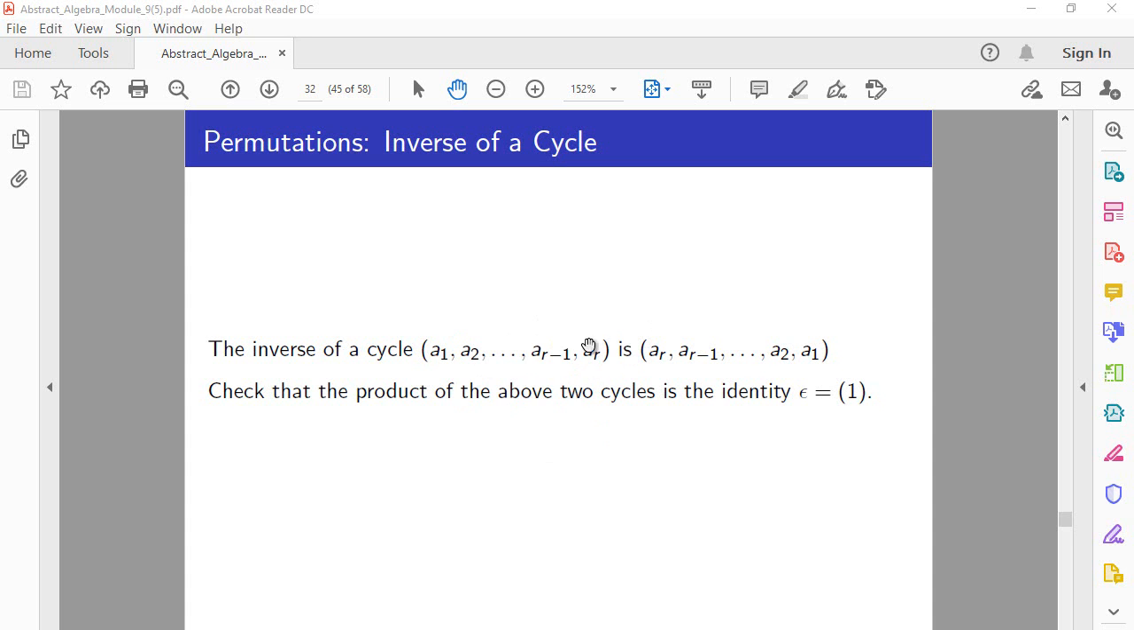So AR is assigned to AR minus 1, AR minus 1 is assigned to AR minus 2, and you keep going, and A2 is assigned to A1. So the arrows are being reversed here. Here the arrows go to the right, but now if we reverse the arrows, so AR to AR minus 1, AR minus 1 to AR minus 2, and dot dot dot A2 to A1. So that's this one. And you can check that if you multiply them, you get the identity permutation.